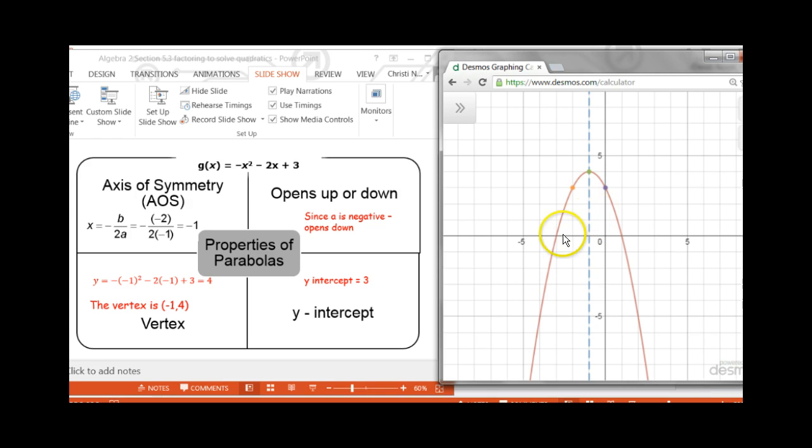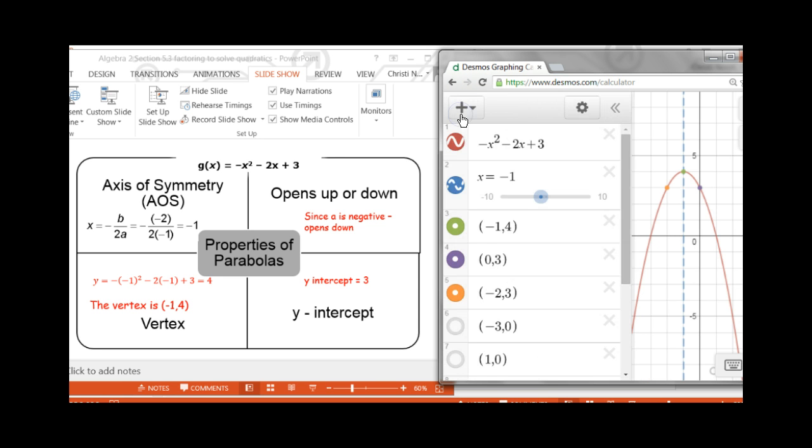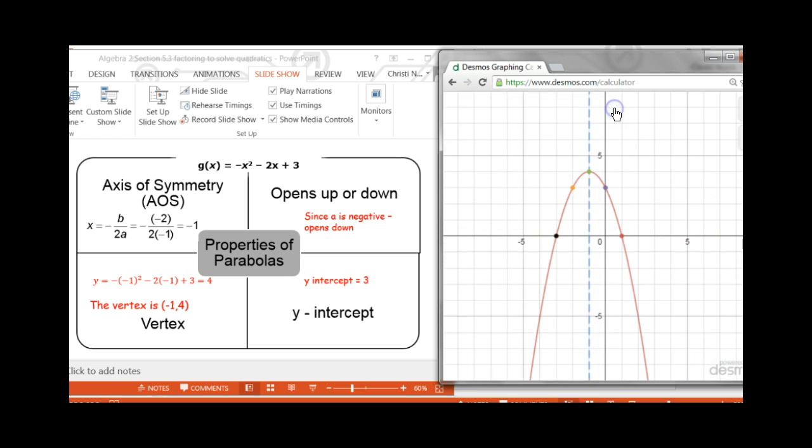Now, we learned in the last slide that the zeros exist at the point right here where it crosses the x-axis and the point right here where it crosses the x-axis. So let's show those points on our graph. Those points exist at (-3, 0) and (1, 0). So those are called our zeros, and that's how you find them using a graph.